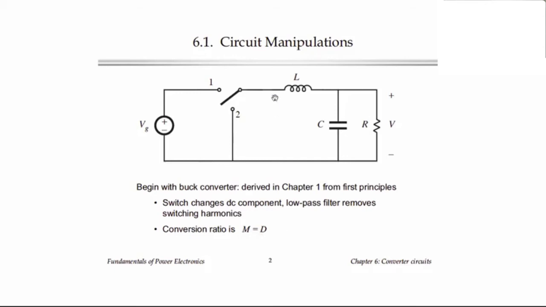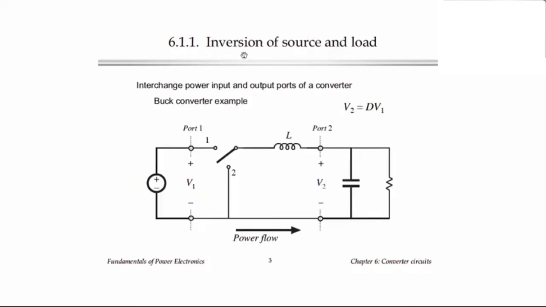Now something that we can do to a converter is, first, consider changing the positions of the power source and the load. Here we've drawn a box around the buck converter where we have input terminals labeled V1, where a source of power is connected, and we have the output terminal labeled V2, where we've connected a load with a filter capacitor. Power flows from the source to the load, and since this is a buck converter, V2 is equal to the duty cycle times V1.